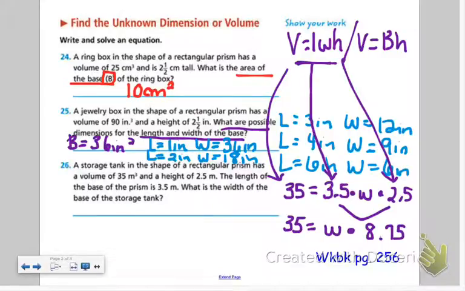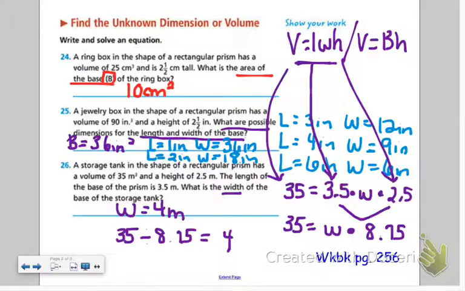So now I have, again, this multiplication equation. If I want to solve this multiplication equation, I'm going to do the inverse operation, which is division. So I have to do 35 divided by 8.75. And when I do 35 divided by 8.75, I'm going to get 4. The width must be 4 meters.